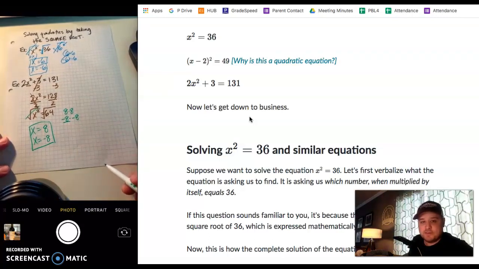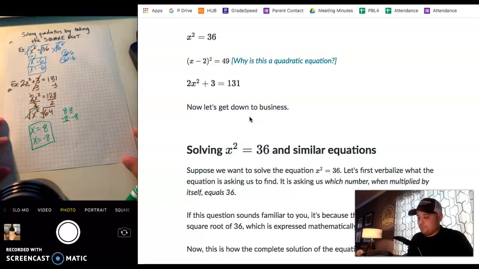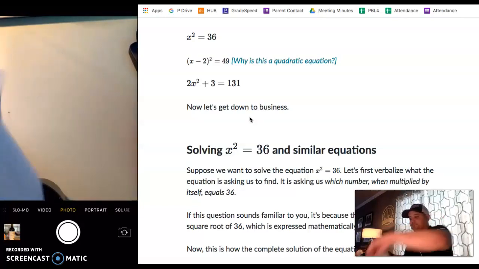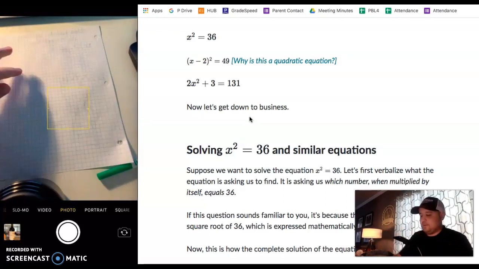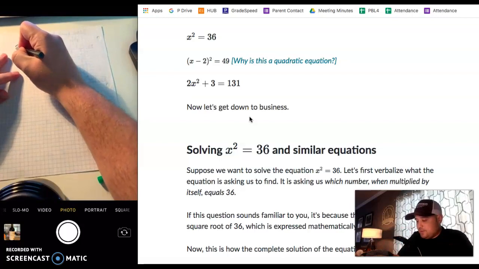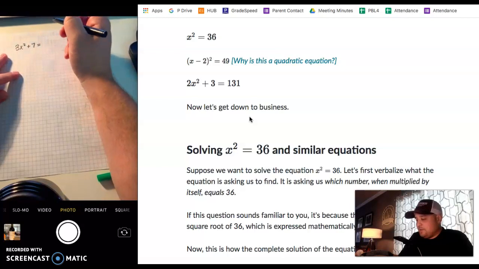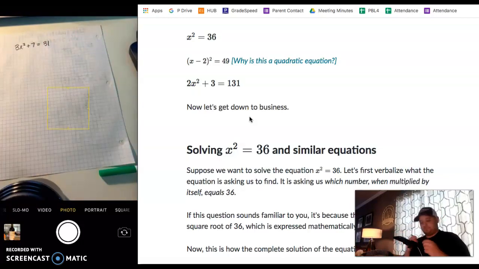All right? Okay, let's work out another couple of problems, and then we will move forward to a homework help video that will help you guys to solve more of these. So let's make this one 3x squared plus 7 equals, let's do 31.